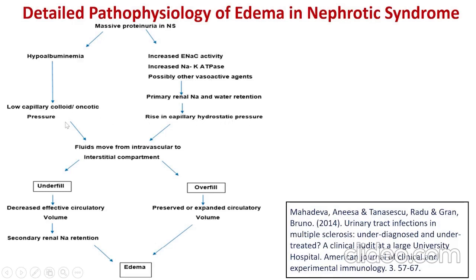Both these processes lead to fluid moving from the intravascular to the interstitial compartment, and there are two possible mechanisms to make edema. The underfill mechanism, because of decreased effective circulatory volume with secondary renal sodium retention, and maybe the overfill mechanism, with preserved to expanded circulatory volume, which finally leads to edema.